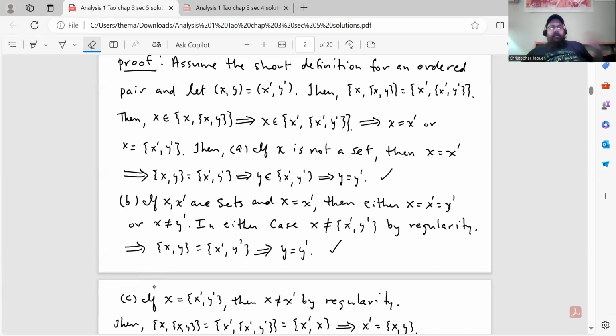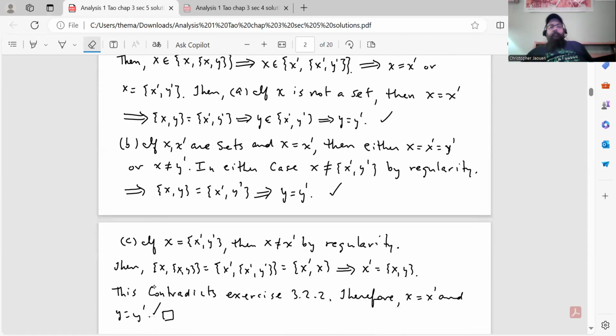Then I guess here I'm going through some cases. Case A, if x is not a set, then that means that x has to equal x', because if it were equal to the pair set {x', y'}, then it would be a set, right? So that implies that the pair set {x, y} equals the pair set {x', y'}, which implies that y is an element of {x', y'}, which means that y equals y'. So that checks out for that case.